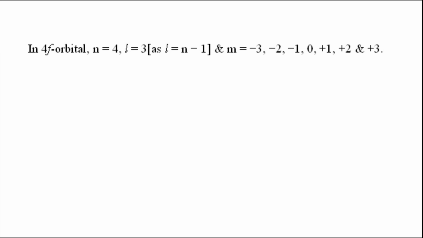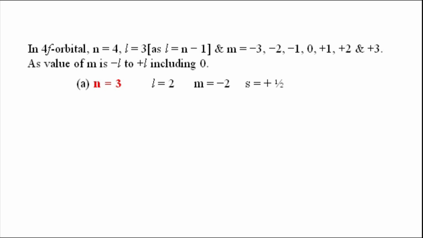In 4f orbital, n is equal to 4, L is equal to 3, as L is equal to n minus 1, and m is equal to minus 3, minus 2, minus 1, 0, plus 1, plus 2 and plus 3, as the value of m is minus L to plus L including 0.